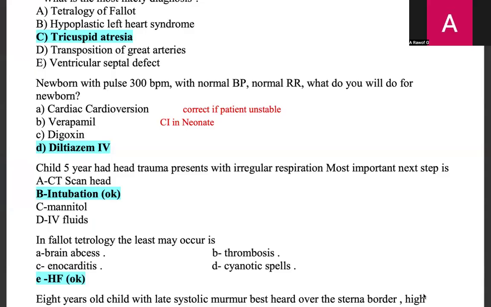If the heart rate is less than 60, we have to start CPR.